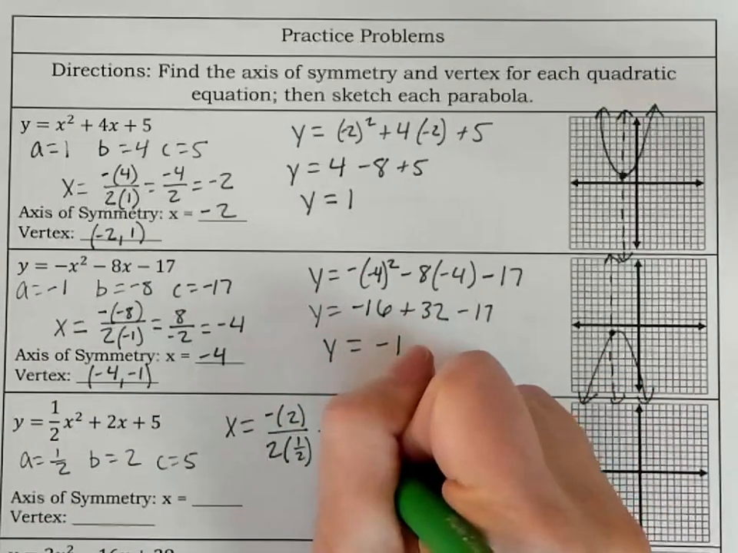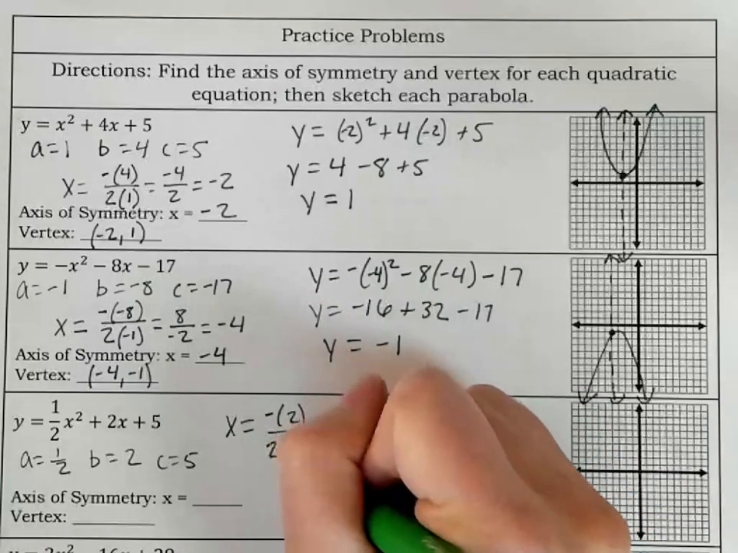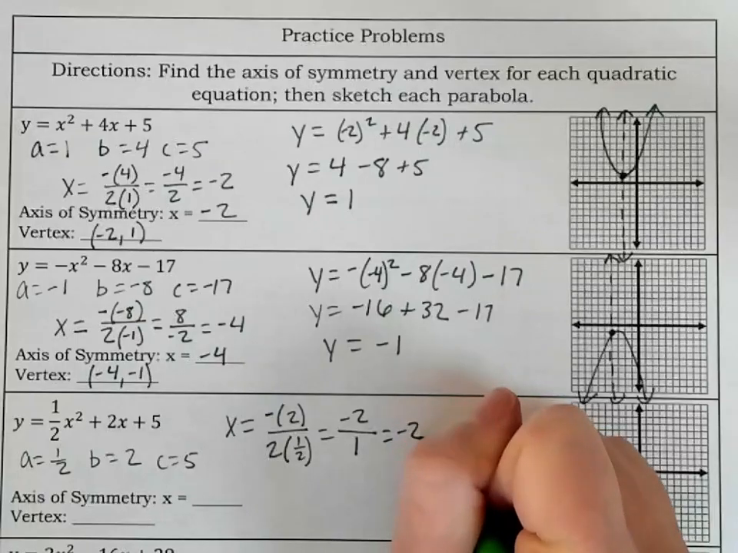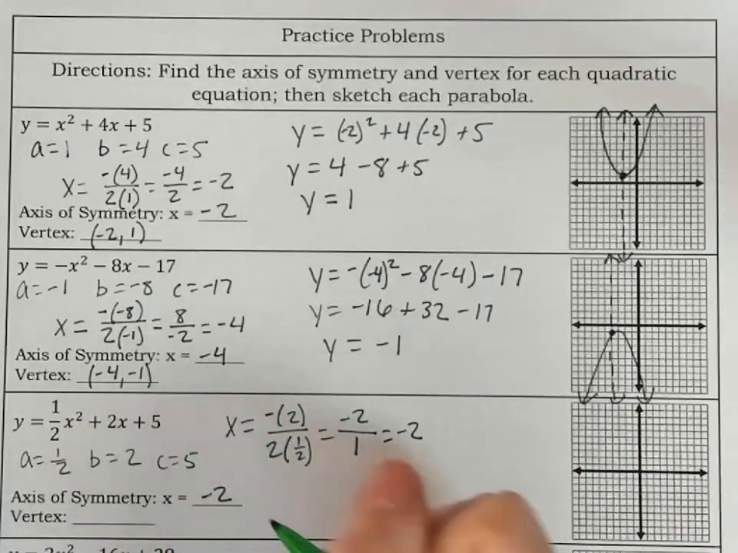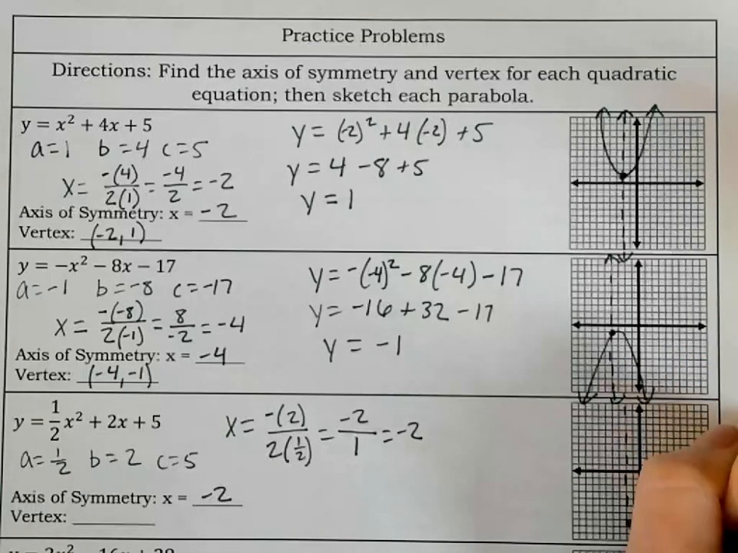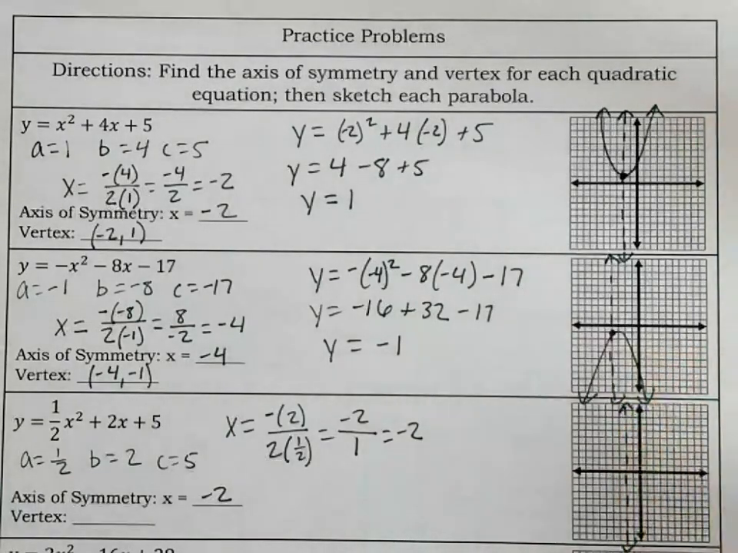So we have negative 2 divided by 2 times 1/2, which is 1. So negative 2 divided by 1 is negative 2. So that's going to be our axis of symmetry. We're going to have a line at negative 2. Okay, so from there, we need to find our vertex.